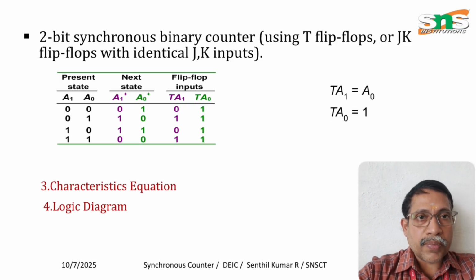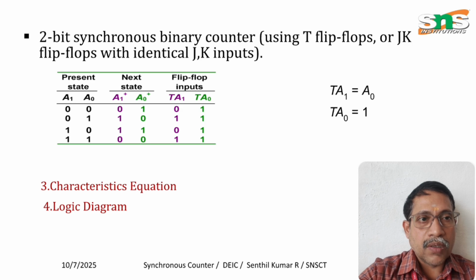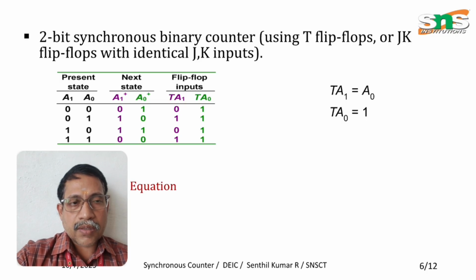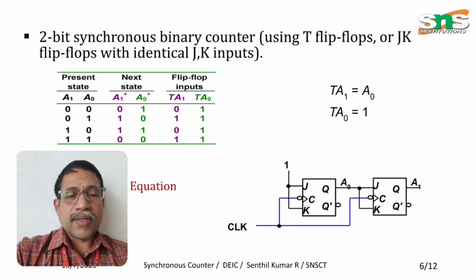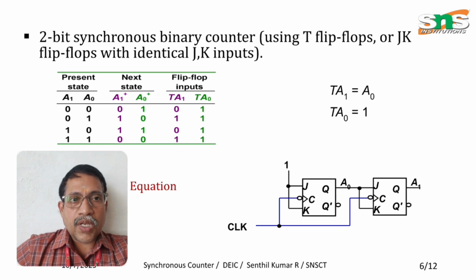Since there are 2 flip-flops, TA1 and TA0, we have to draw 2 flip-flops, and they are drawn here. The equations are TA1 equal to A0 and TA0 equal to 1. Therefore, 2 flip-flops come into picture. You have to draw the logic diagram with 2 T flip-flops. Then the logic diagram is drawn here. See the circuit. The logic diagram is drawn with 2 T flip-flops or 2 JK flip-flops.